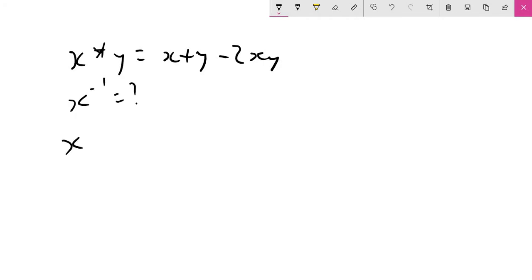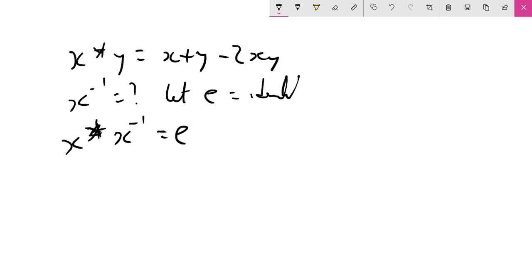Now the inverse of an element, like I said, is when x, for instance, is acted upon by star with its inverse. So when we have x star x inverse, the result must be an identity element. So here, let's say E equals the identity element.